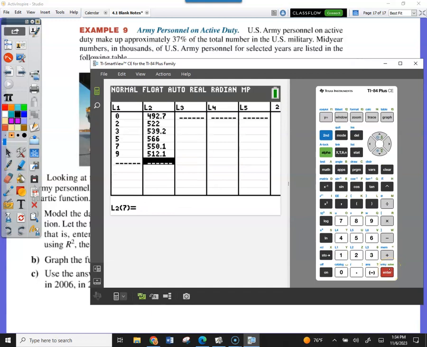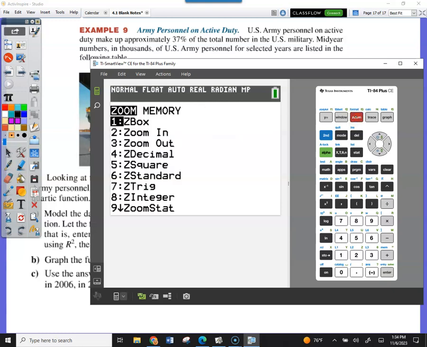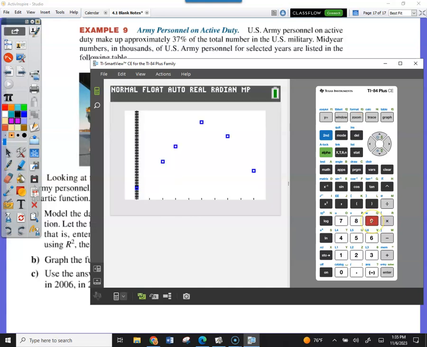Now I want to see the graph. So I'm going to hit zoom since I'm doing stat stuff. Zoom stat. There's my plot. Now I want to get a least squares.